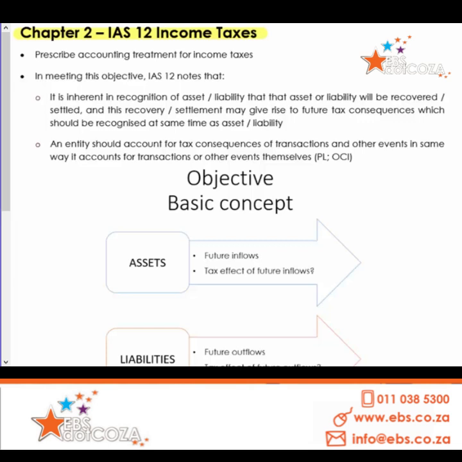So let's have a look here. What does IAS 12 talk about? It prescribes the treatment for income tax. It is inherent that in recognizing income tax, the asset or the liability will be recovered or settled, and this recovery and settlement may give rise to future tax consequences, which need to also be recognized as an asset or liability, and that is what we call deferred tax. We're going to deal with that in great detail. So for now, it's about recognizing the asset or the liability for income tax and future consequences in terms of tax, and that would be deferred tax.